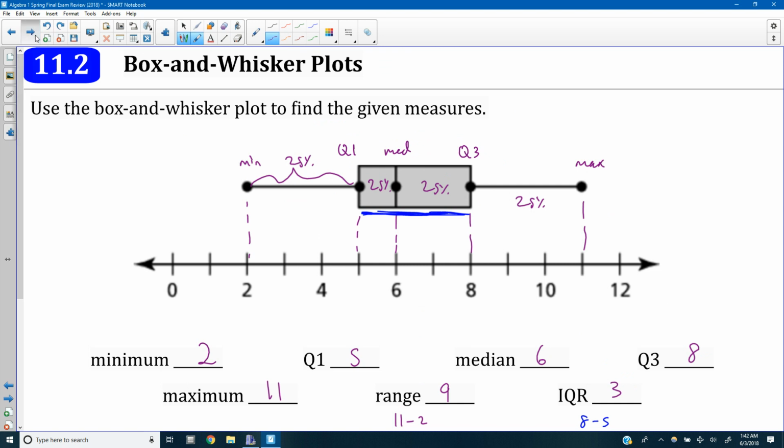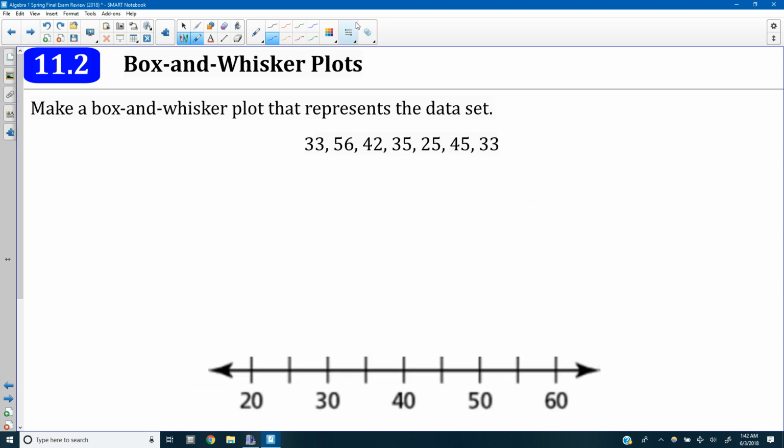Yep. Make a box and whisker plot that represents the data set. So now we need that 5-number summary. We need to find out what the min is, what Q1 is, median, Q3, and max. So we have to determine these on our own this time. Let's start by putting the numbers in order. 25, two 33s, and a 35. Then I got a 42, a 45, and a 56.